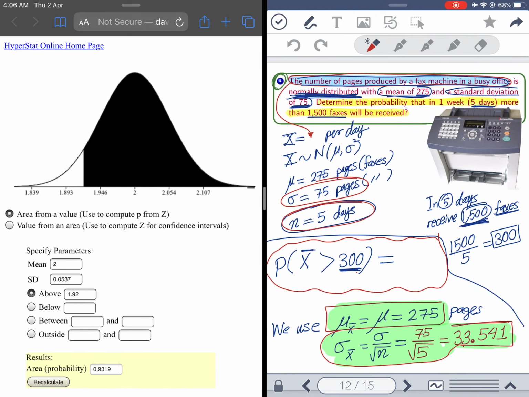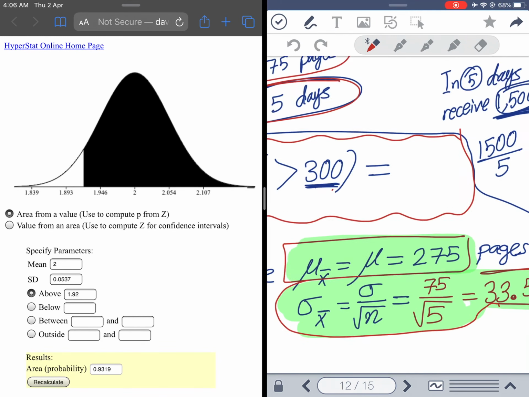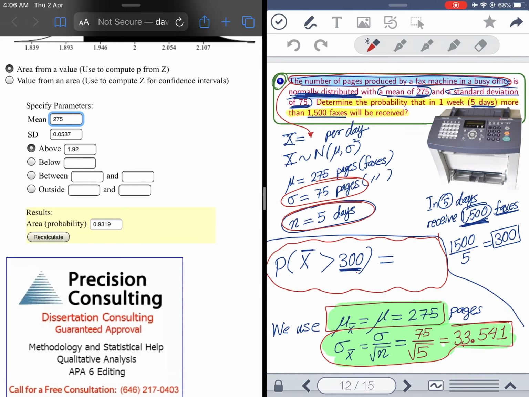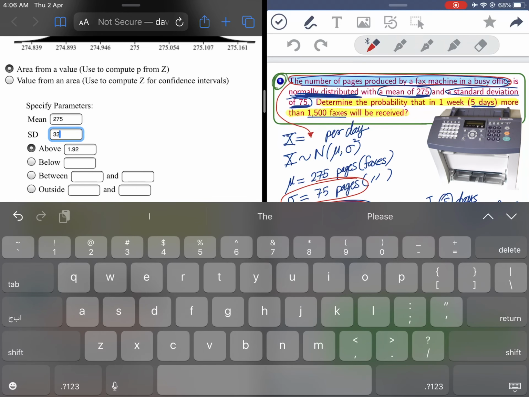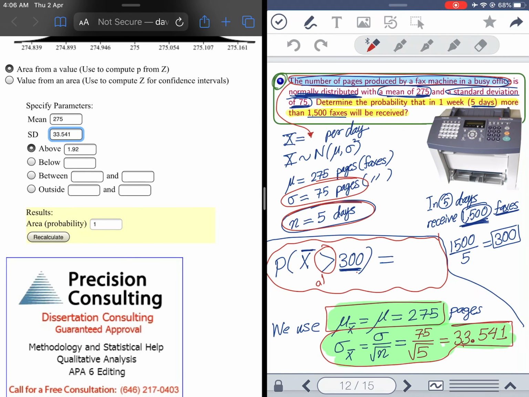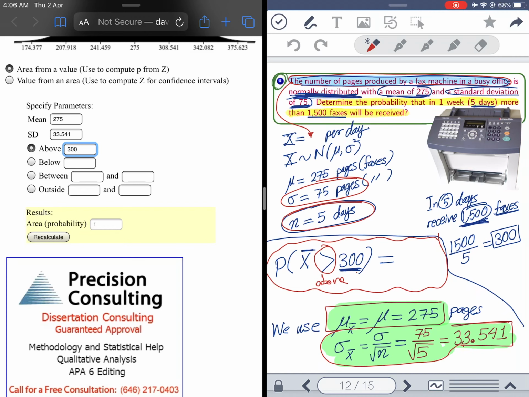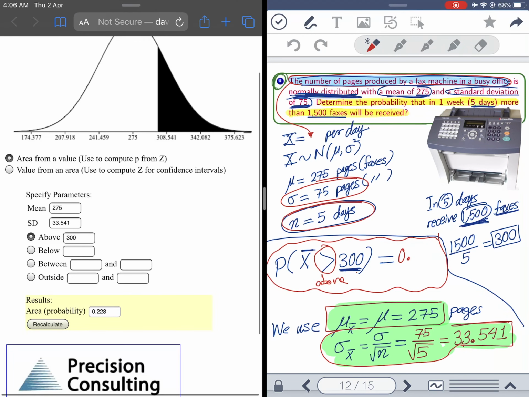Okay, so the first one here. Now, I need to put the mean up so I can see it. Remember, the mean is 275. So we'll put 275. The standard deviation 33.541. So I'll put 33.541. And we want above, this is above 300. So more than 300. And let's calculate. So we're getting 0.228, which is the answer, 22.80%. Okay, this is the probability.